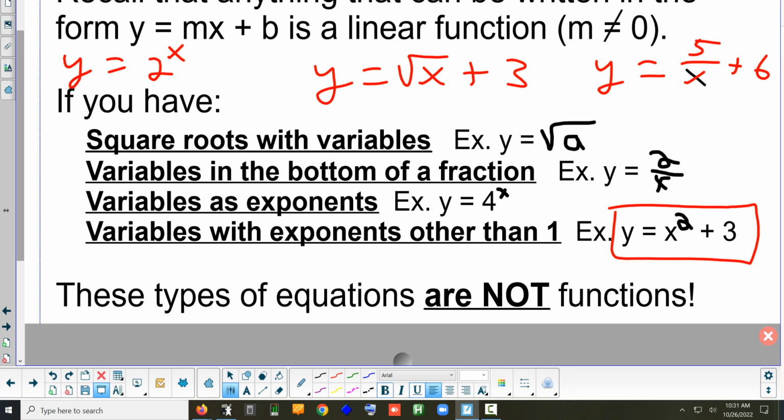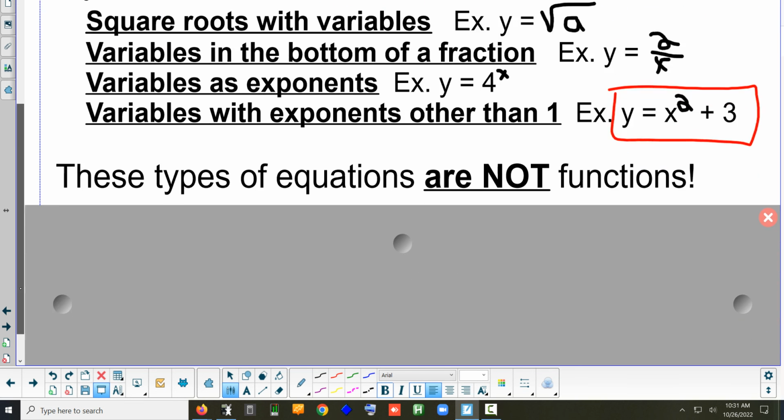So for it to be a function, you're just looking for y's, x's, and numbers. No square roots, no variables in the bottom, no exponents, nothing like that. So I'm going to give you now a few equations, and the question is going to be the same question we've been doing. Is it linear or nonlinear function? But now, we're not going to look at a table. We're not going to look at a picture. We're going to look at a formula.